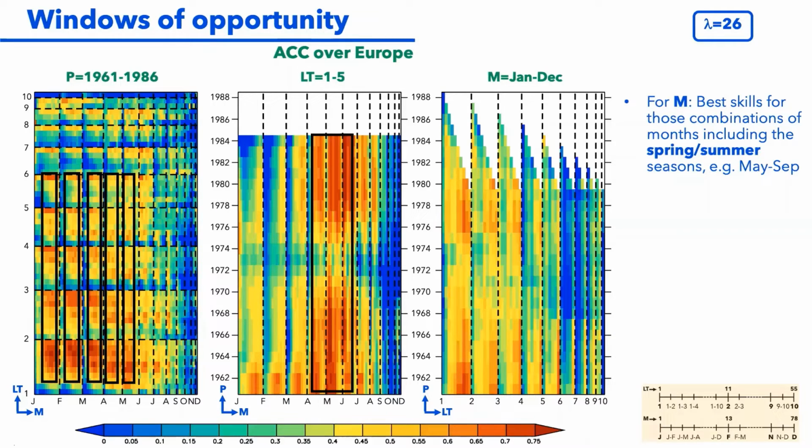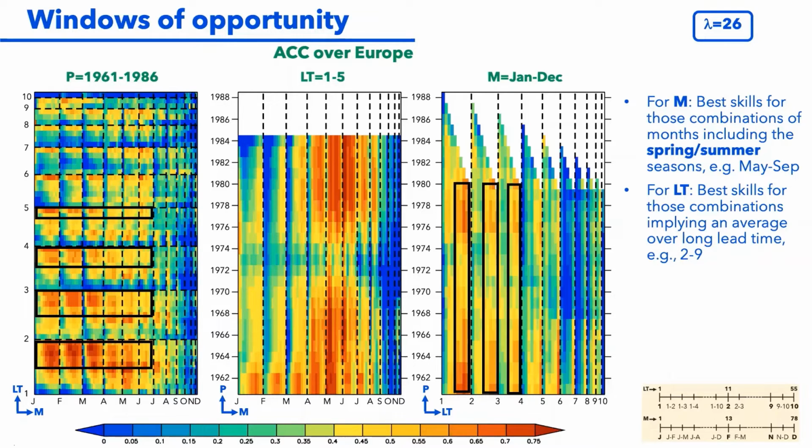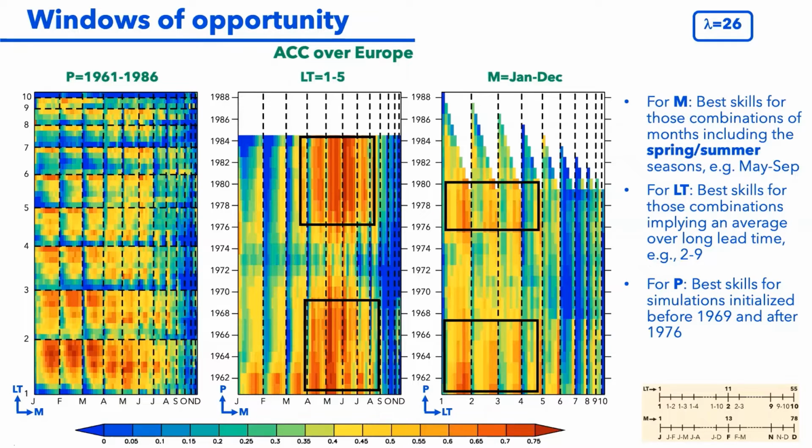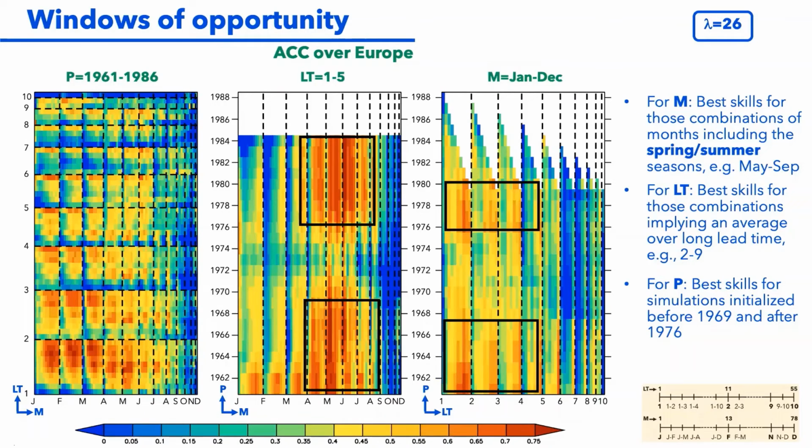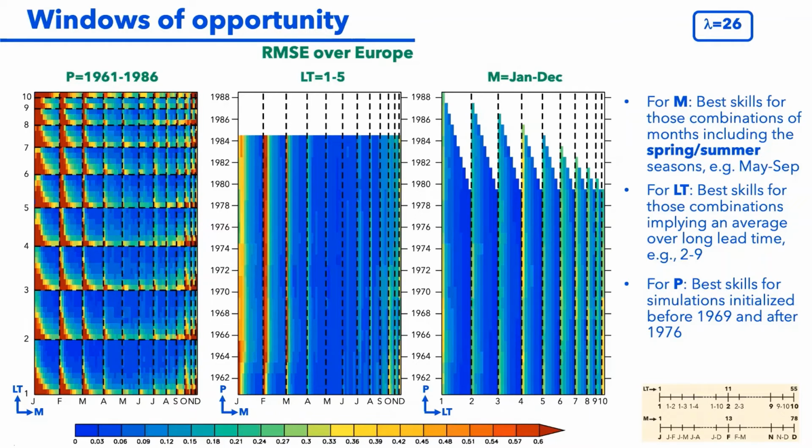First, concerning the context in which the months were varied, the best skill corresponds to those combinations including the summer, spring, and autumn seasons. Concerning the dependence on the lead time, we found that the best skills belong to those combinations implying an average over a long lead time, for example, 2 to 9 years. And concerning the period, the best skill is found for simulations initialized before around 1969 and after 1976. More or less the same features can be found if we analyze the skill measured with RMSE instead of ACC.